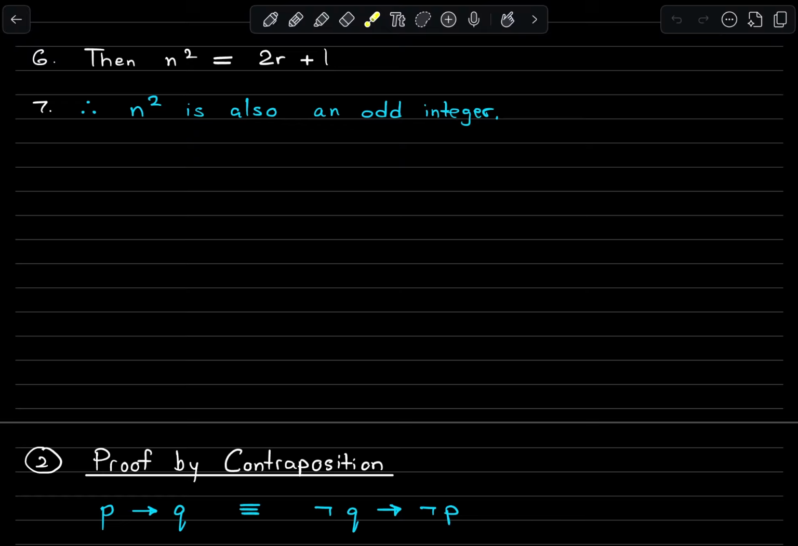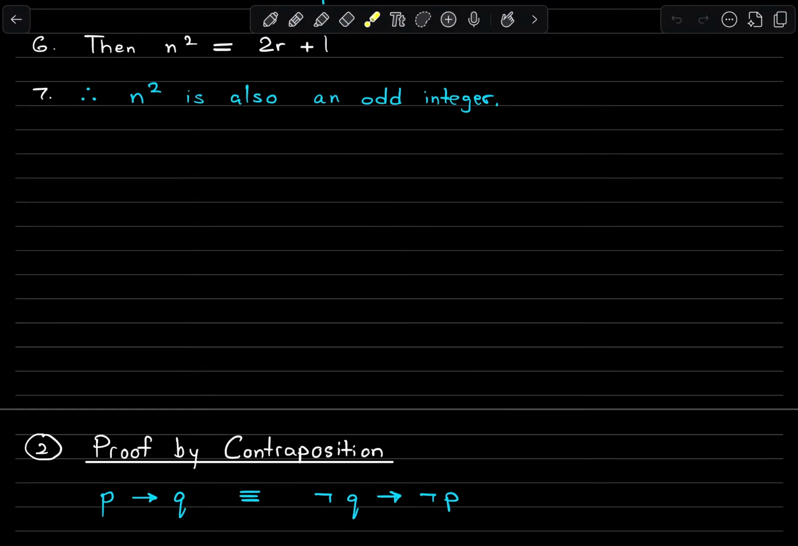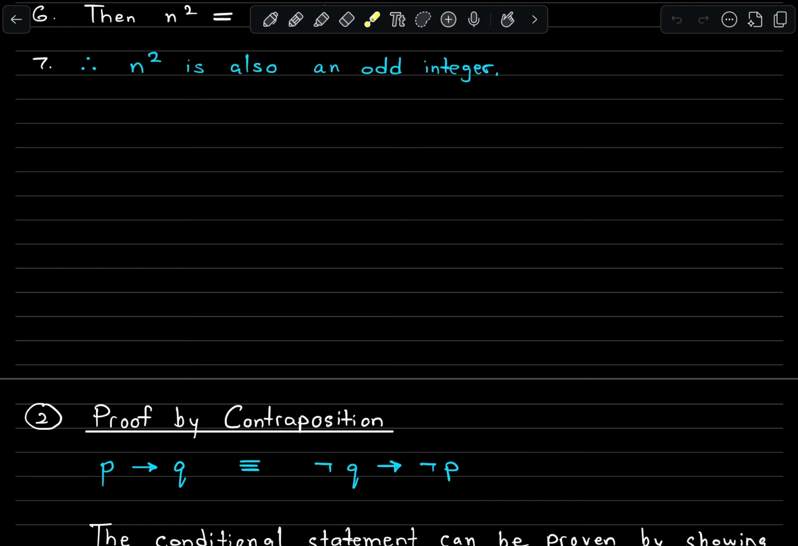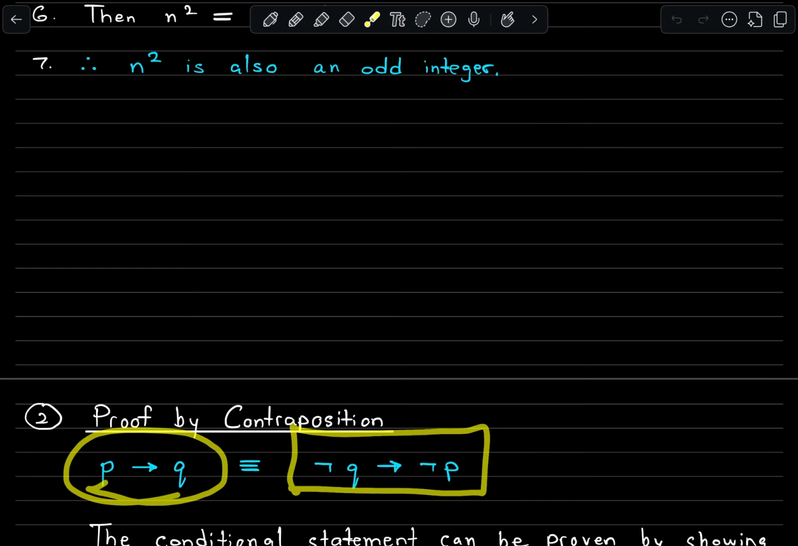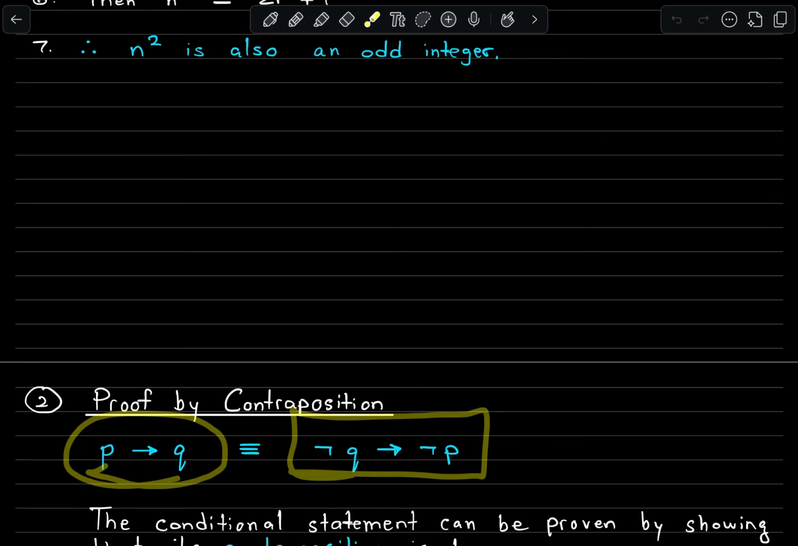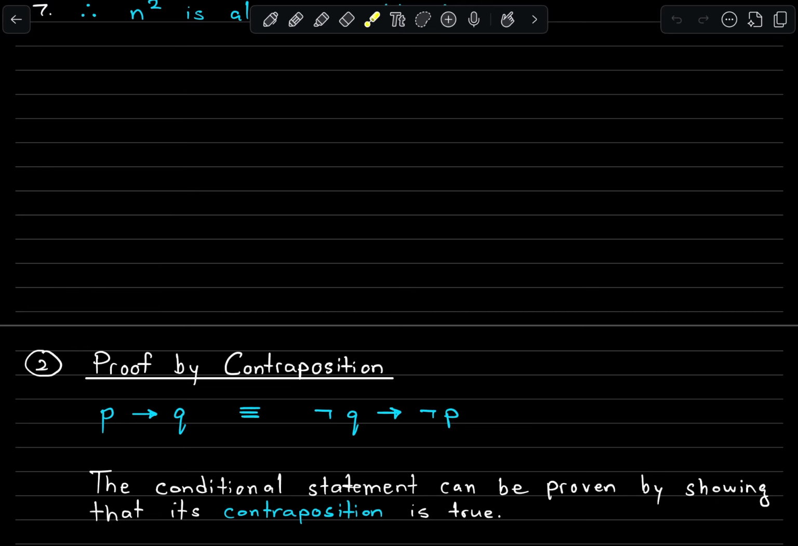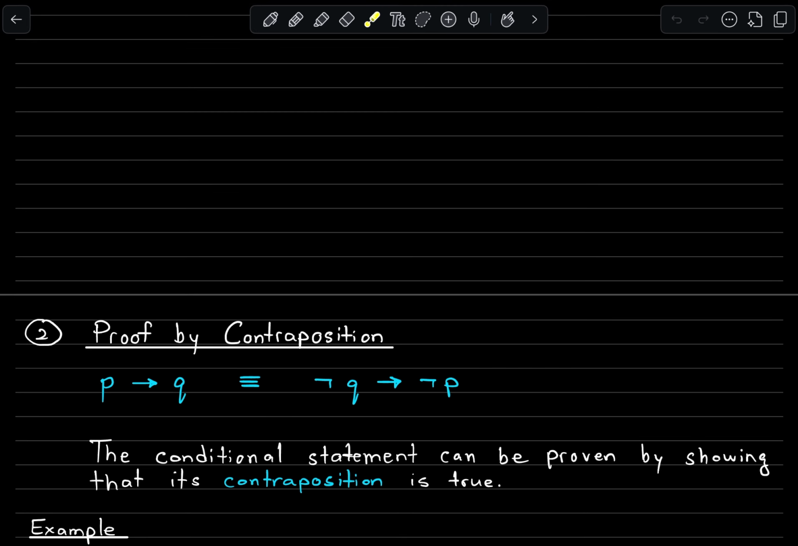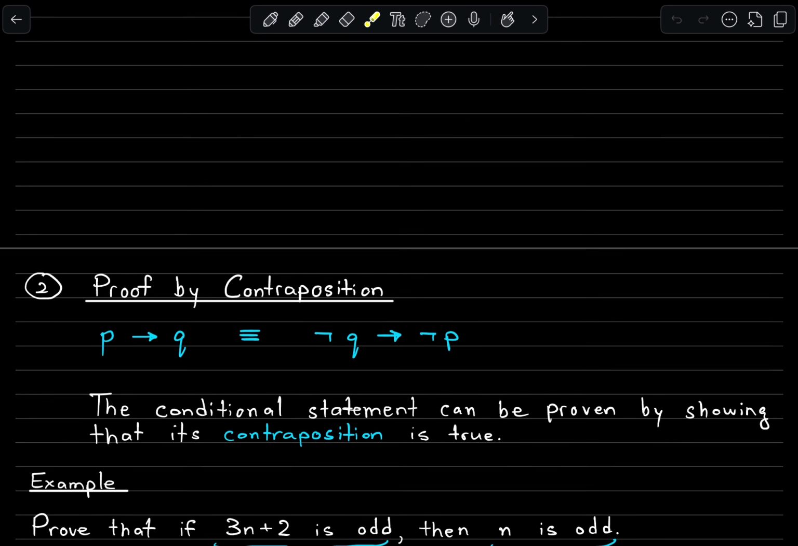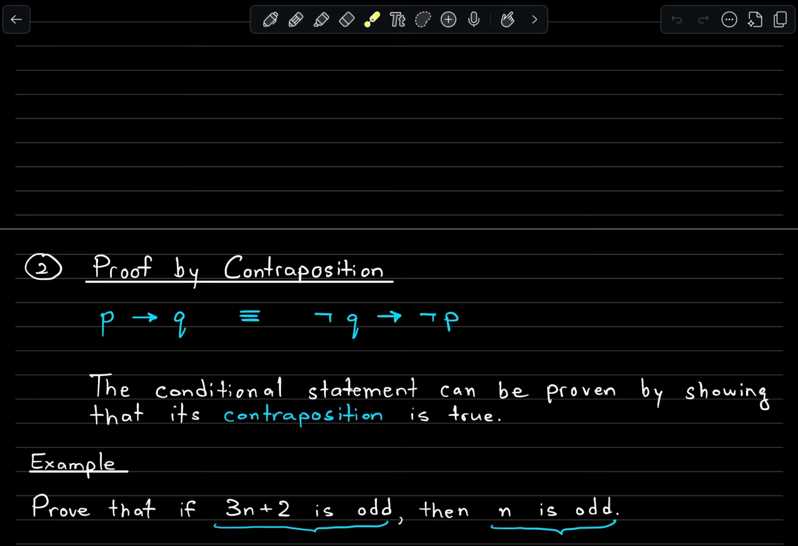Now, in some cases, it might be really difficult to start with P, whatever that antecedent is. And it'll be a lot easier to work instead with the negations of these things, right? But you can establish that same relationship, if P then Q, by first establishing this relationship: if negation Q, then negation P. Okay, so we can prove that conditional statement by showing that its contraposition is true. And this is a really powerful tool. So let's look at this example.